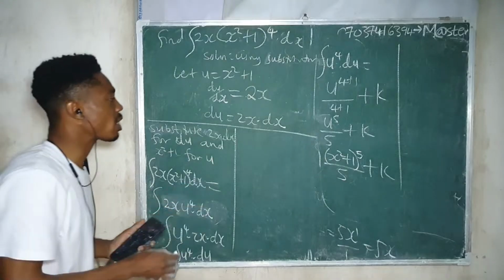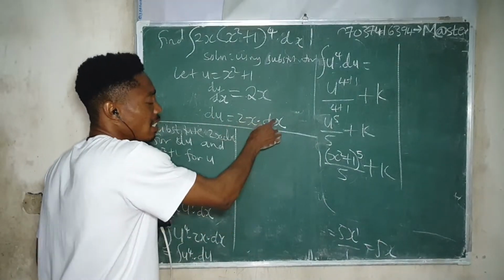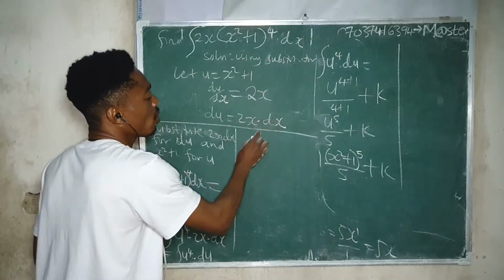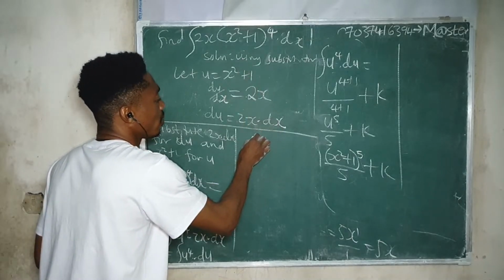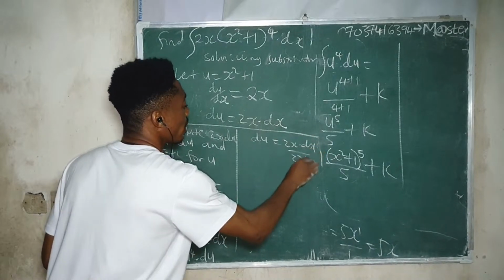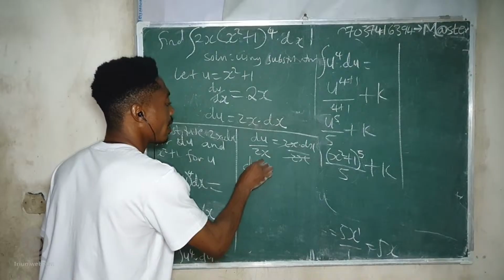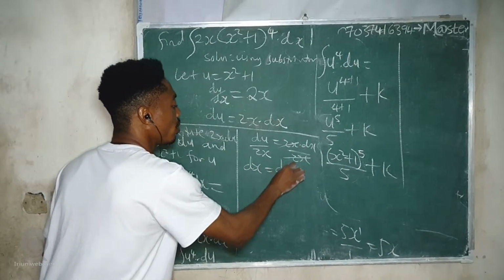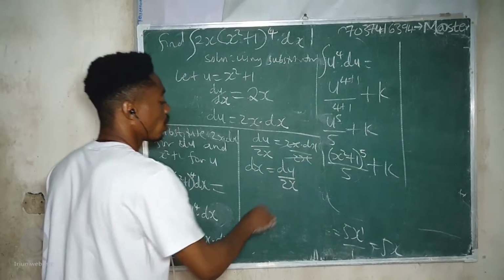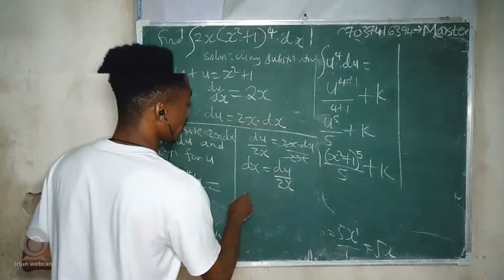Another way you can solve this, from du is equal to 2x dx, you can make dx the subject of the formula. If you make dx the subject, you have that du is equal to 2x dx. Divide both sides by 2x. 2x cancels 2x. So you can see that dx is equal to du all over 2x.